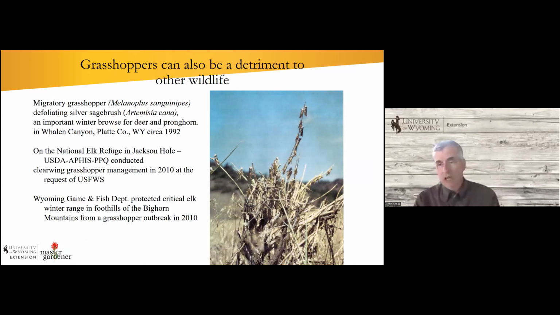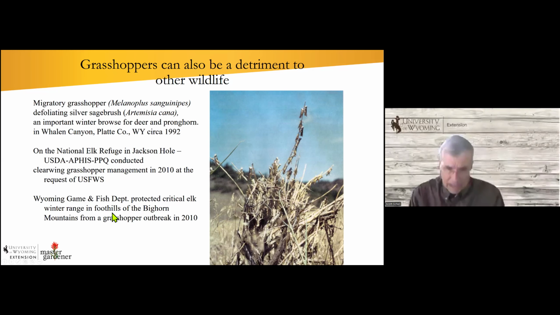Grasshoppers can also be a detriment to other wildlife because of their consumption. Here, the migratory grasshopper, I took a picture of it a long time ago. You can see I was a great photographer back then. That was defoliating silver sagebrush in an area of Platte County, Wyoming. And silver sagebrush and other sages and shrubs can be a very important winter browse for big game animals. Actually, on the National Elk Refuge in Jackson Hole in 2010, APHIS conducted grasshopper management because they were devastating the forage that they tried to grow for the elk on the refuge. And they also had problems with grasshoppers depleting the critical winter game range forage for elk on the Bighorn Mountains on the West Slope in 2010.